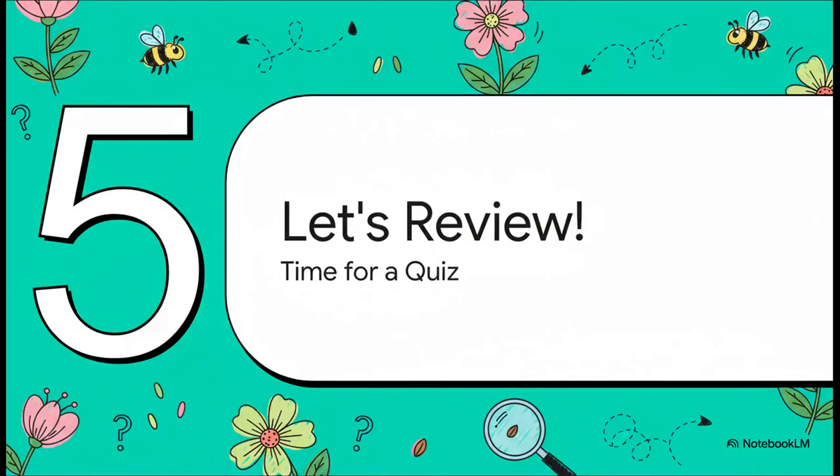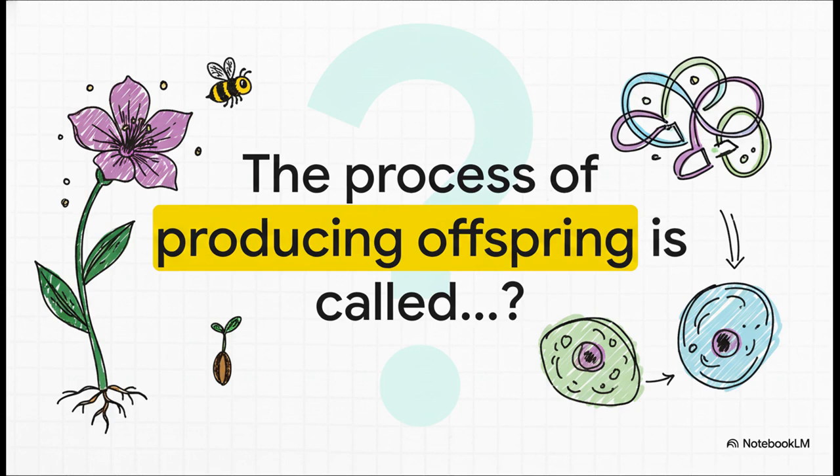Okay, I know that was a lot of new information, but you guys did great. So, how about we do a quick, fun little quiz to see what we remember? You ready? Let's do it. First question. The process of producing offspring is called, is it A, B, C, or D? Take a second. You got it, it's C, reproduction. That's the big idea we've been talking about all day.